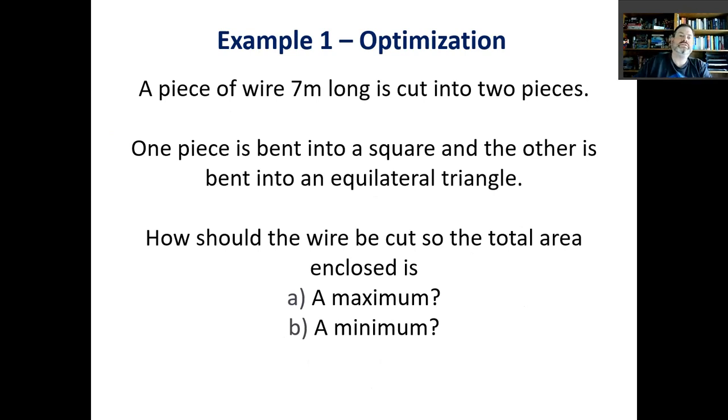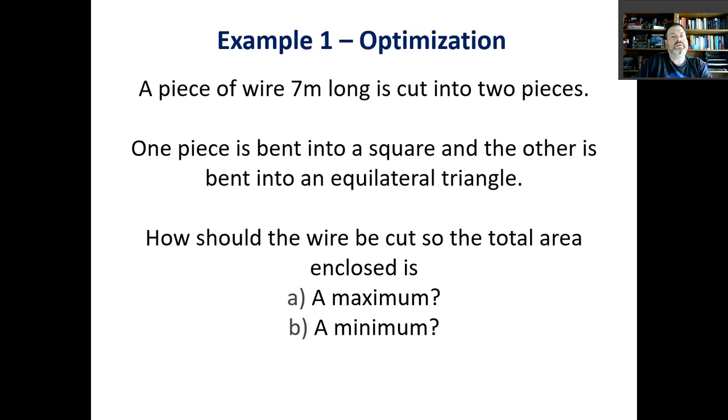So we have a piece of wire 7 meters long is cut into two pieces. One piece is bent into a square and the other is bent into an equilateral triangle. How should the wire be cut so the total area enclosed is a maximum or a minimum? So you might look at this and go, well, this doesn't make any sense. How is this an application problem? Who would do this in the real world?